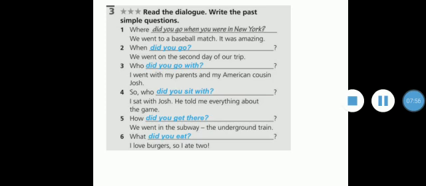Number 3, who did you go with? I went with my parents and my American cousin Josh. Number 4, so who did you sit with? I sat with Josh. He told me everything about the game. 5, sorry. How did you get there? We went in the subway, the underground train. And the last one, what did you eat? I love burgers, so I ate 2.